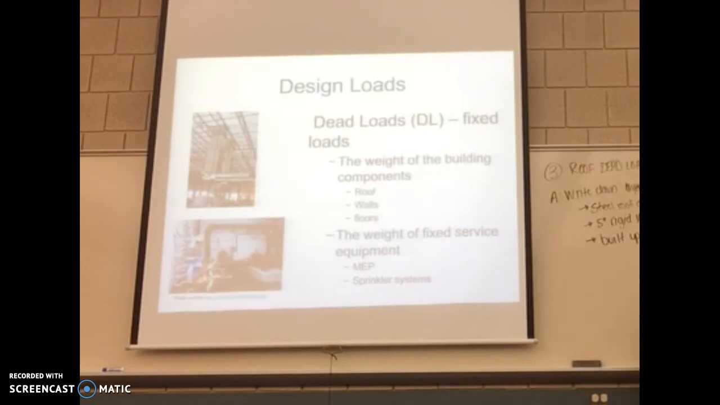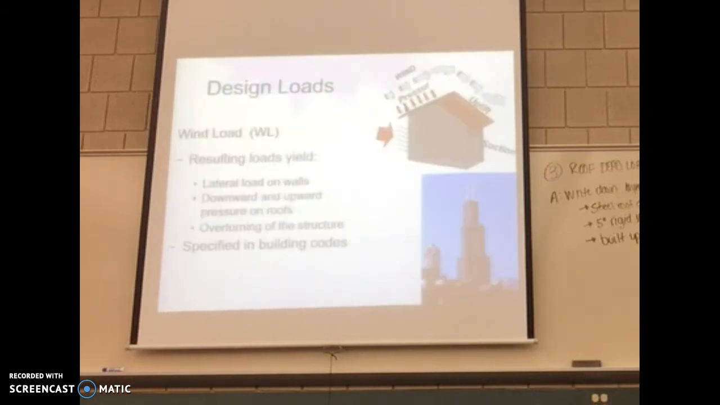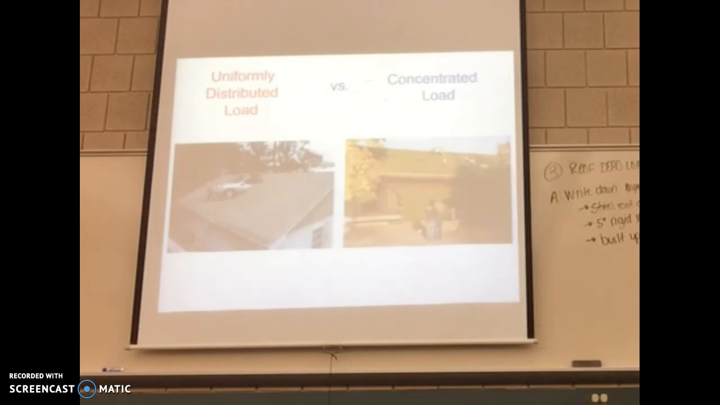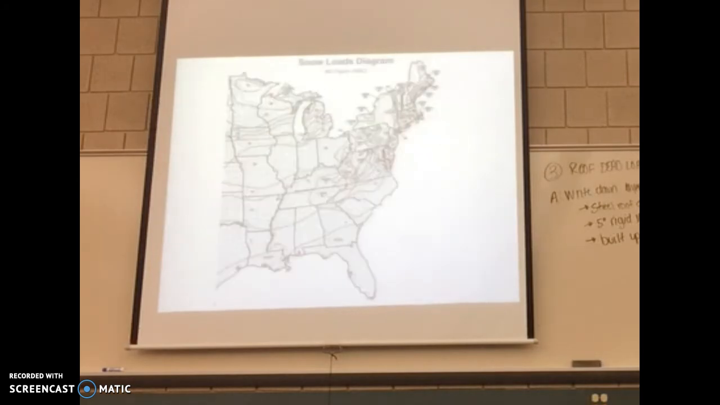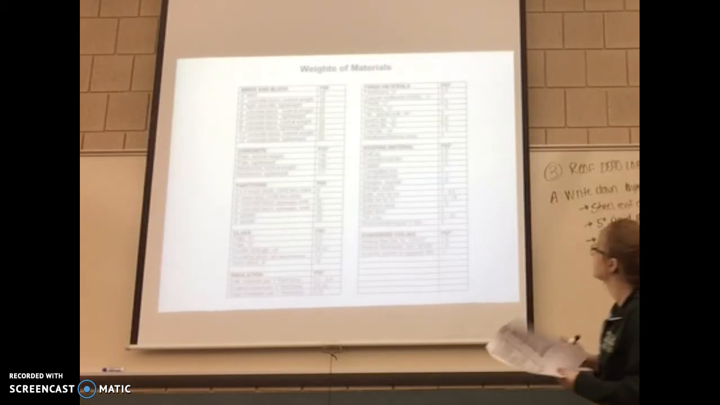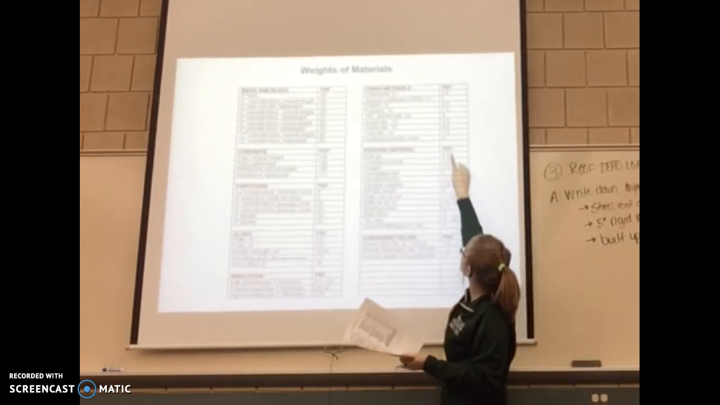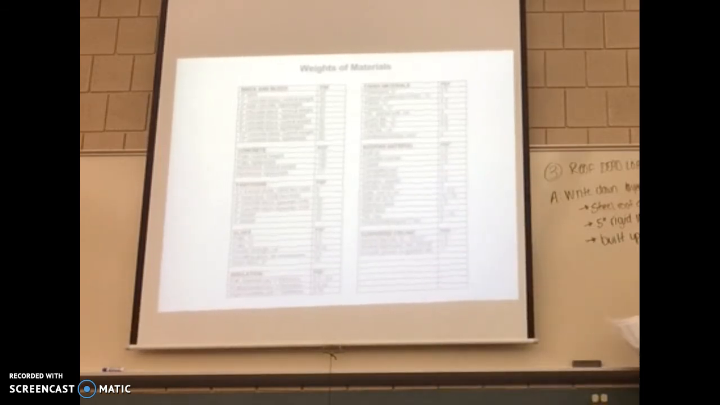Alright, so now we need to find the load of each of these layers. So to do that, we got to get out our packet and go to, I think maybe we're on the 3rd page here, to the weights of materials. Okay? So, I'm going to go on my weights and materials, and I'm going to look for steel deck. It's under roofing material. Here's my steel deck. It is 3 pounds per square foot.